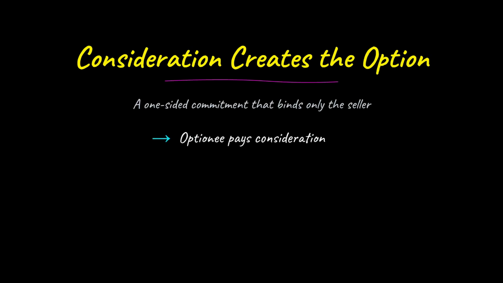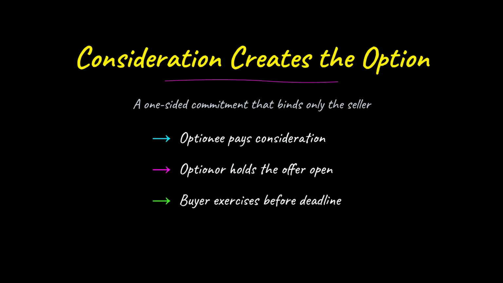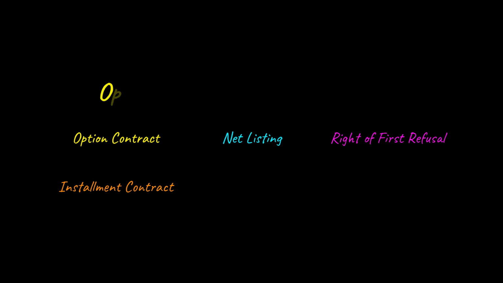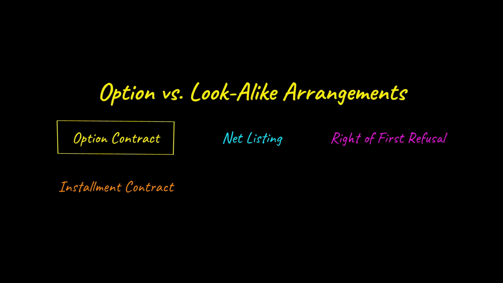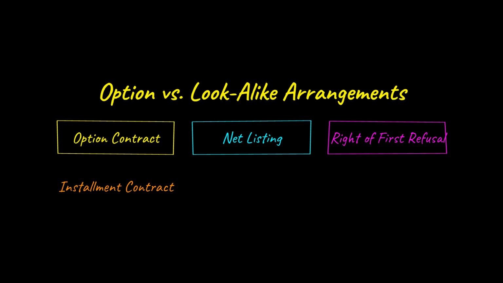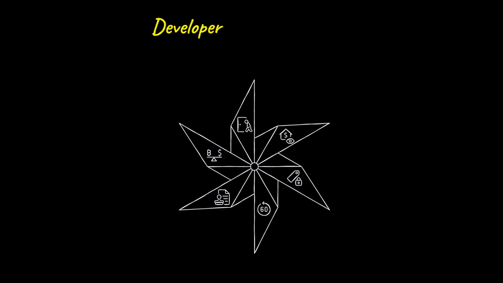The buyer, called the optionee, pays the seller the optional consideration to create the option. The buyer may then exercise the right before the deadline, forming a binding contract, or let the option lapse, in which case the seller simply keeps the fee. The exam pairs options with 3 lookalikes: a net listing, a prohibited broker compensation arrangement; a right of first refusal, which waits on the owner's decision to sell; and an installment contract, which binds the buyer to pay over time. Only the option leaves the buyer completely free.